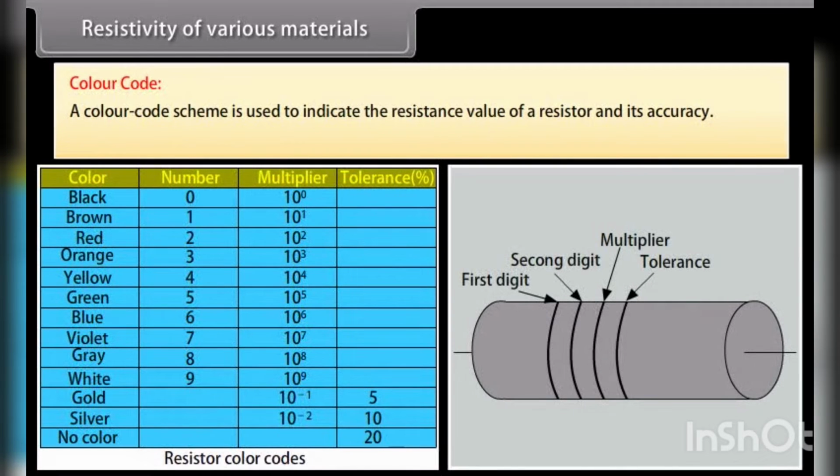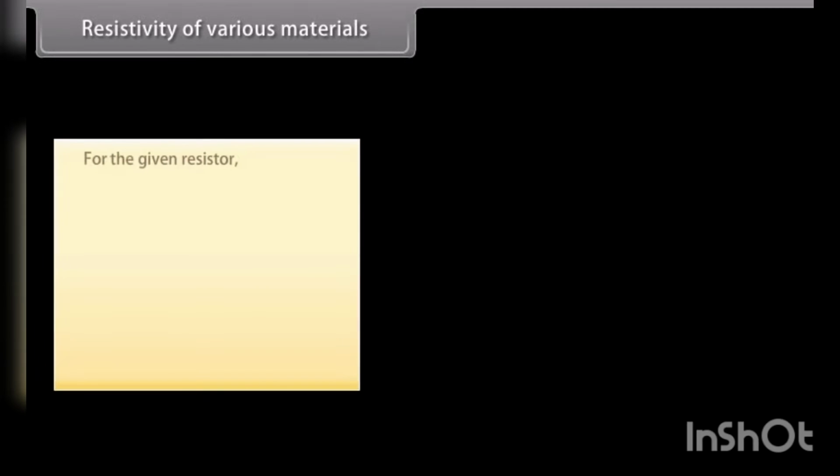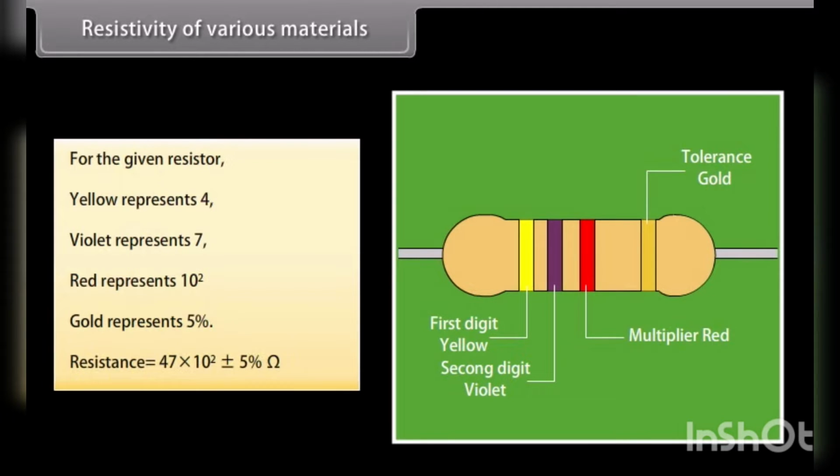A color code scheme is used to indicate the resistance value of a resistor and its accuracy. A set of colored stripes are drawn around the resistor with their significance. Let's take an example. For the given resistor, yellow represents 4, violet represents 7, red represents 10^2, and gold represents 5%. On combining the above data, total resistance of the given resistor is 47 × 10^2 ohm with 5% tolerance.